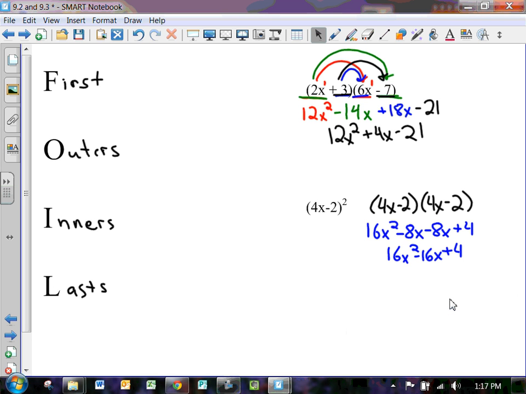All right, what you should have gotten is 16x squared minus 16x plus 4. The firsts multiplied together, 4x times 4x, is 16x squared. The outers, 4x times negative 2, gives you negative 8x. The inners, negative 2 times 4x, gives you negative 8x. And then the lasts, negative 2 times negative 2, gives you a positive 4. Then I combine the negative 8x and negative 8x to get a negative 16x in the center. So you have 16x squared minus 16x plus 4.